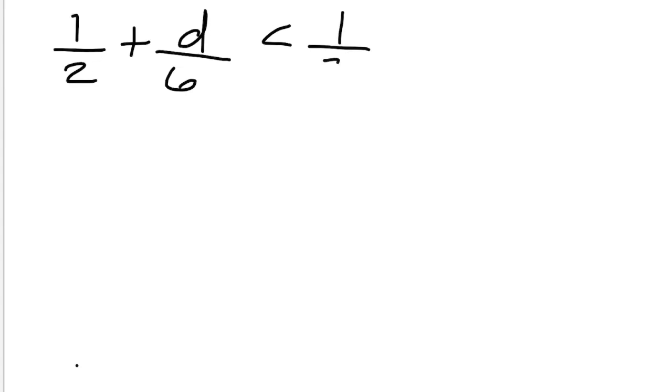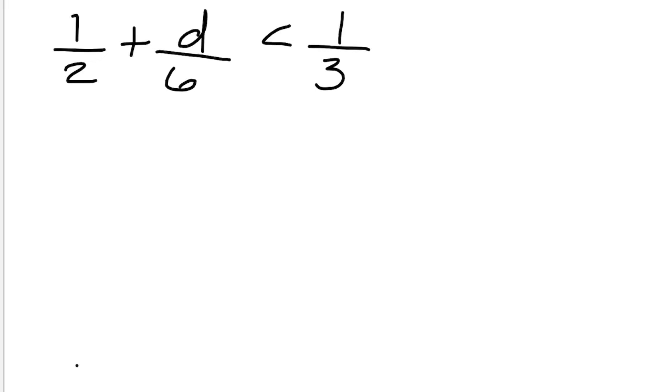So our next problem, we're going to try one with fractions. You knew this was coming. So let's do 1/2 plus d over 6 is less than 1/3. And I think it's a little bit easier to find a common denominator for 2, 6, and 3 than the example we did in our notes. So pause the video and take a minute and try this one on your desk.